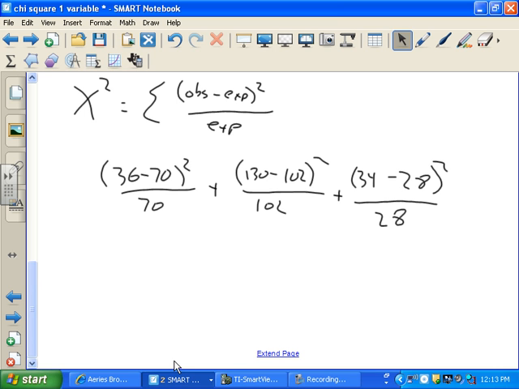A reminder that your degrees of freedom are categories minus 1. In this case, we have 3 minus 1 degrees of freedom. So there's 2 degrees of freedom. And our chi-square value was, what, 24.87, something like that? I was way off. 25.48. Okay. Perfect.